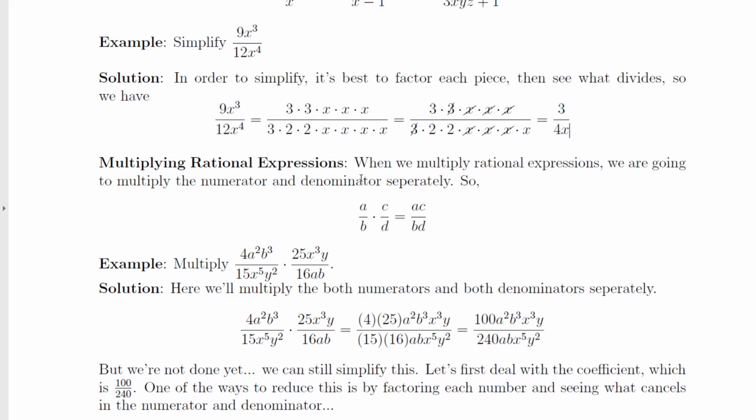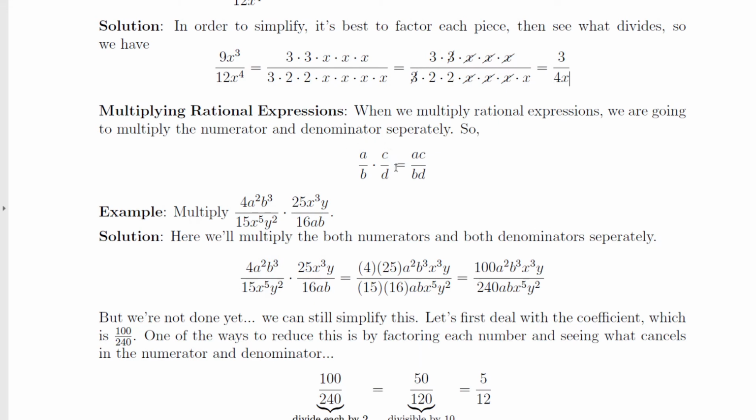All right, so now what do we do when we multiply rational expressions? If we have these expressions, again, I'm just using a letter to represent an entire expression, all you do is just multiply right across. So a times c in the numerator, and then b times d in the denominator.